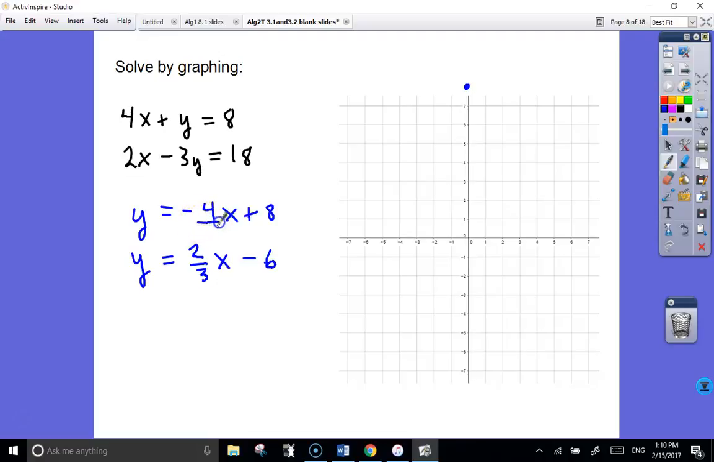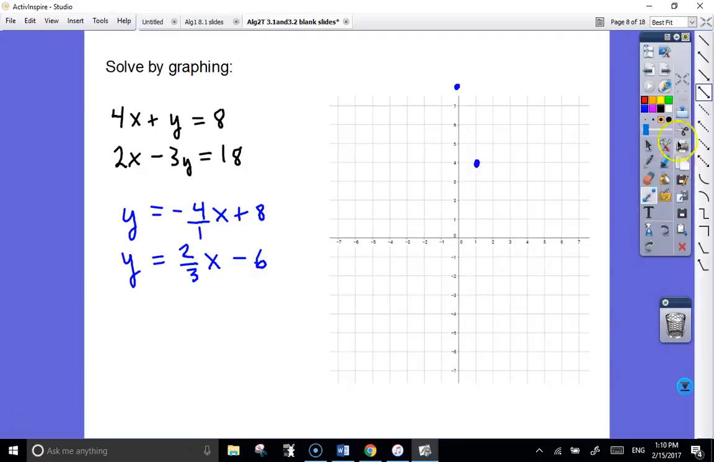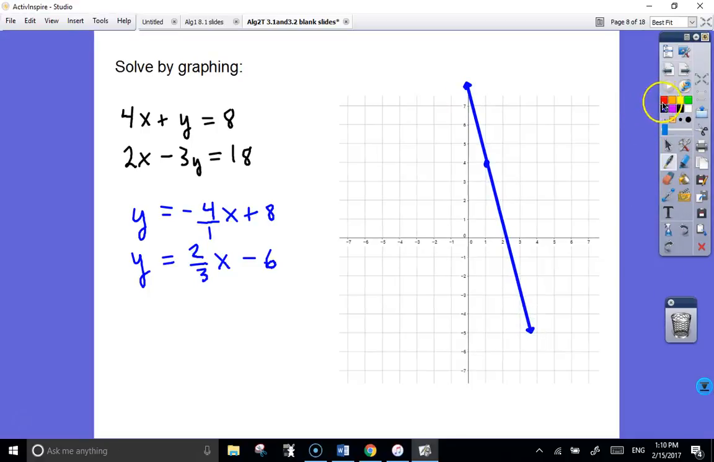Yeah, you use the slope, right? Down 4, right 1. Down 4, right 1. Okay, with those 2 points, I know where this line is. So let me... Close enough. Okay, now let's go back.